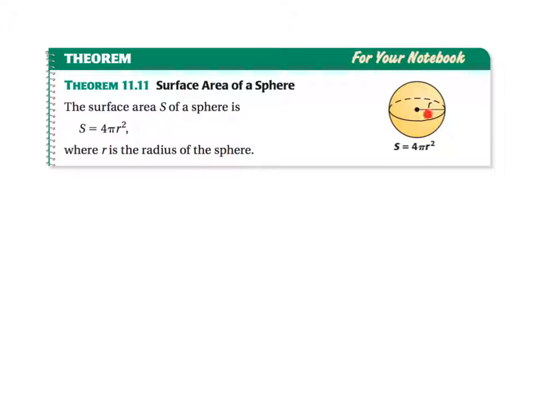So as long as you have the radius, you just take the radius squared and then multiply by 4 pi. Big S refers to the surface area. So you're literally saying if I were to take this sphere apart and lay it flat, what would the area of that be? So surface area is just the area if you were to take a three-dimensional figure and lay it flat. So again, make sure you write down this formula in your notes for the surface area.